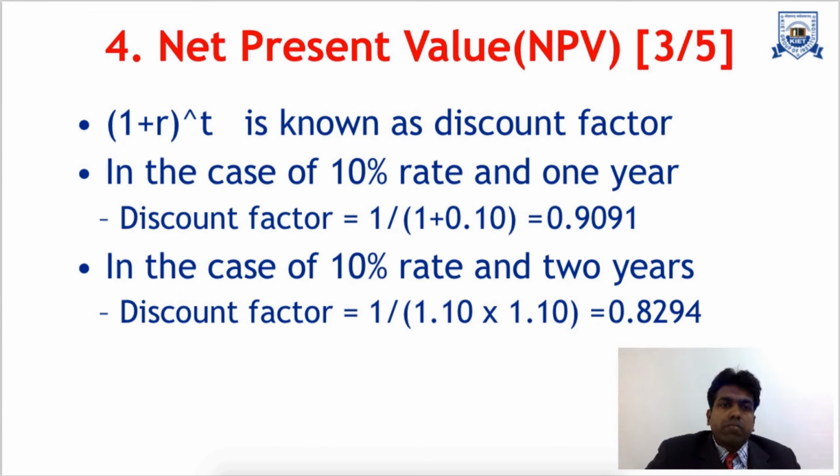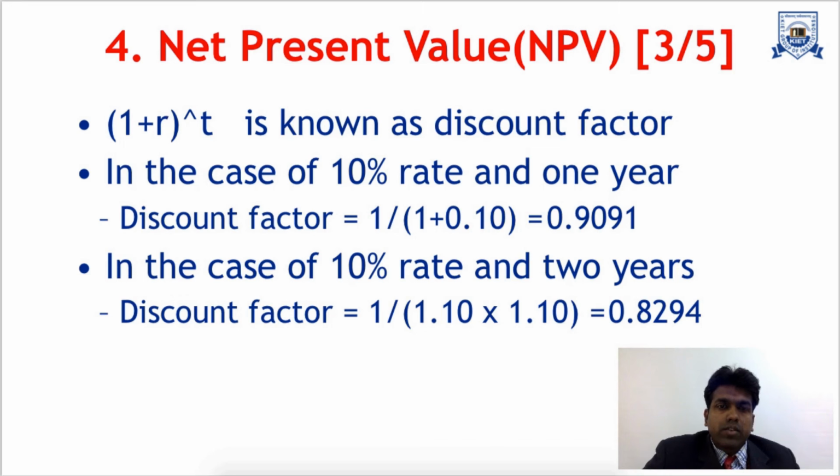So this (1 + r)^t is basically known as the discount factor. Suppose here there is an example. Suppose in this case the rate is 10%, and suppose we are calculating for the first year. So the discount factor will be equivalent to 1 divided by 1 plus r, where r is the rate, 10%. So 10 divided by 100, that is 0.10, and it is calculated for the first year, that means power 1. So we'll get this value.